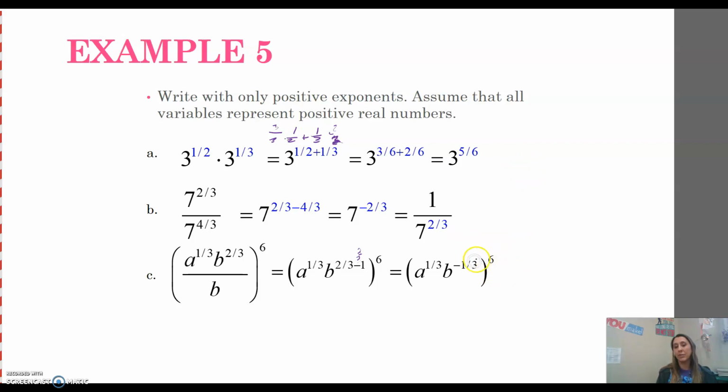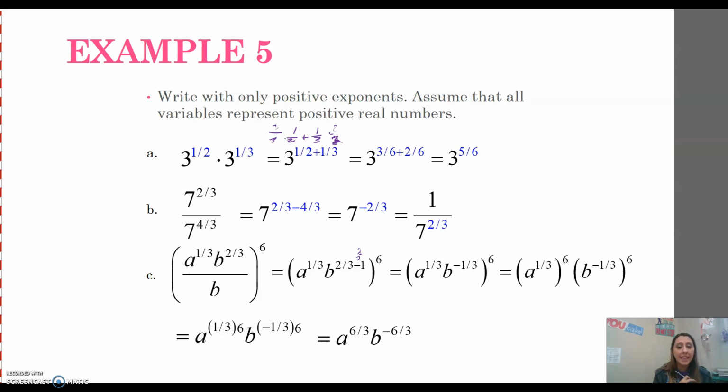And now we can take care of this exponent, right? So this means that I'm going to take a to the 1/3 to the 6th power and b to the negative 1/3 to the 6th power. And then when we take a power to a power, we multiply them. And since we're going to multiply them, we end up with a to the 6/3 and b to the negative 6/3, which will give us a squared when we simplify those fractions, and b to the negative 2nd.